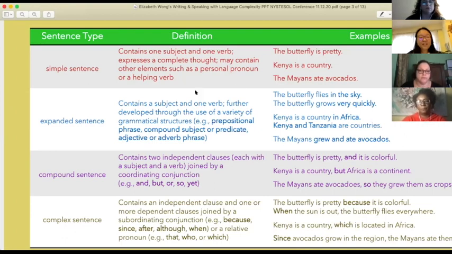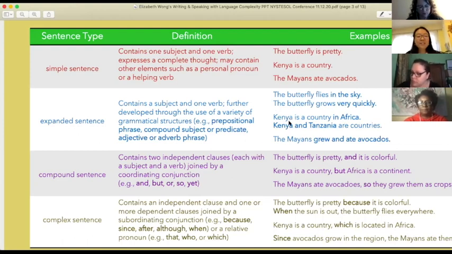So in addition to giving them the definition, we'll go over the examples. So using those same examples as the simple sentence, but expanding it, adding prepositional phrases or compound subject or predicate, or adding adjective or adverb phrases, which are typical in expanded sentences. The examples read, "The butterfly flies in the sky." And I've bolded there the part that makes this an expanded sentence, in the sky, which is the prepositional phrase. Another example of the expanded sentence is, "The butterfly grows very quickly." Again, very quickly is bolded because that is the adverb phrase.